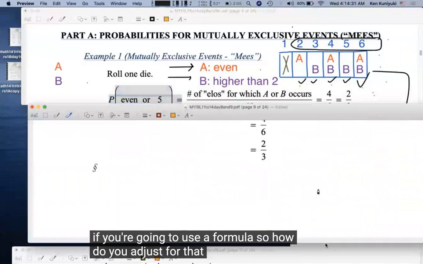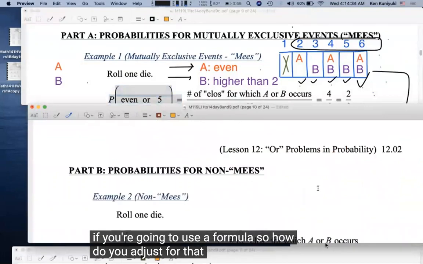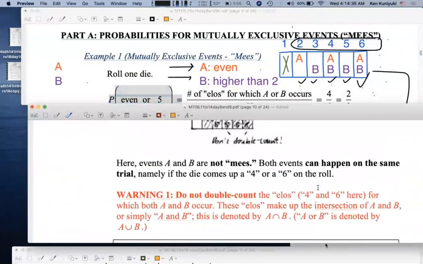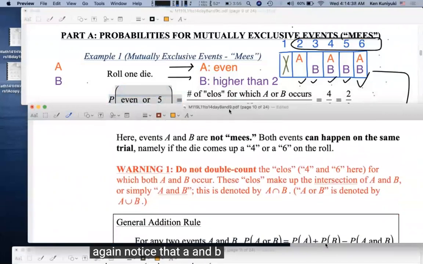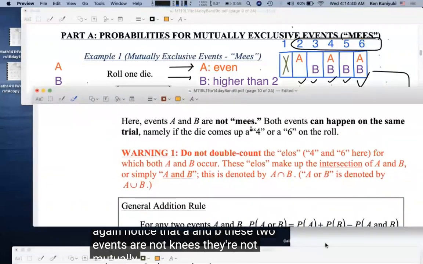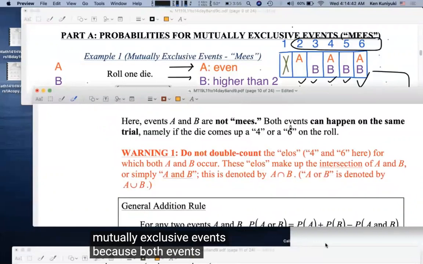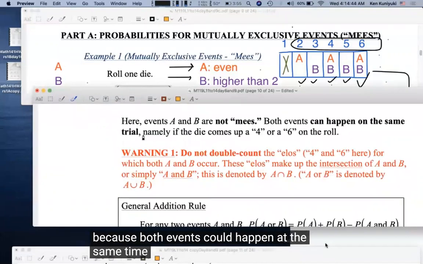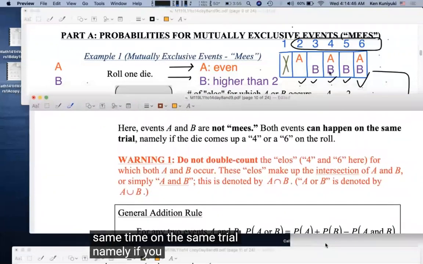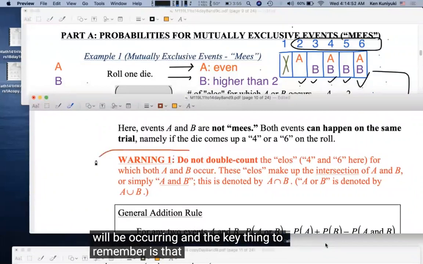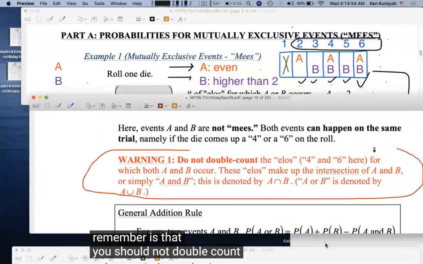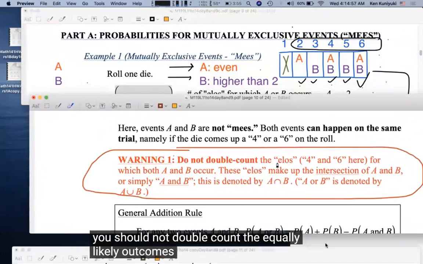So how do you adjust for that? Again, notice that A and B, these two events, are not mutually exclusive events because both events could happen at the same time on the same trial. Namely, if you get a 4 or if you get a 6, then both of these events will be occurring. And the key thing to remember is that you should not double count the equally likely outcomes. Do not double count the 4 and the 6.